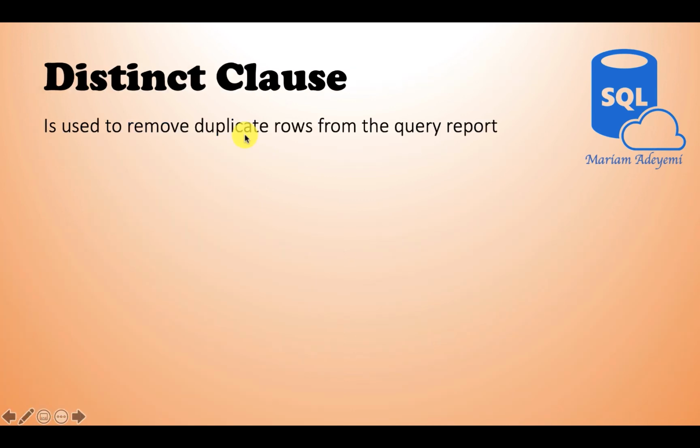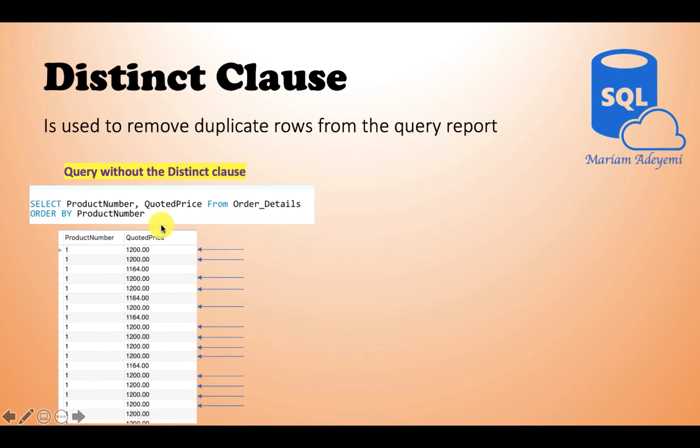The distinct clause. This is used to remove duplicate rows from the query report. So this is a query, and this is the table that's returned. If you look at the returned table right here, we see duplicates. Here, we did not use the distinct clause in this query. As seen here, we just said select product, quoted price from order details, and so on. And then it returns the table with a lot of duplicates.